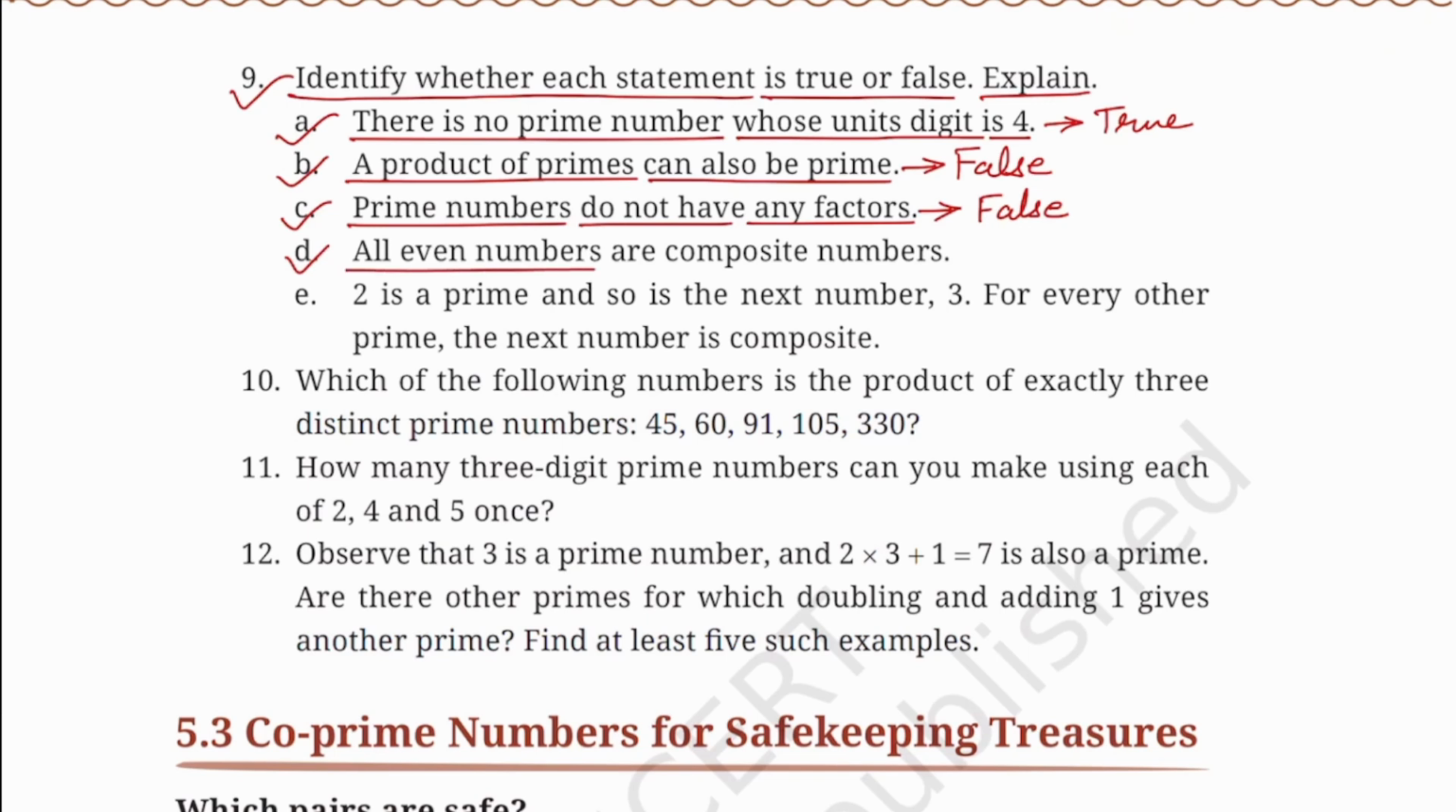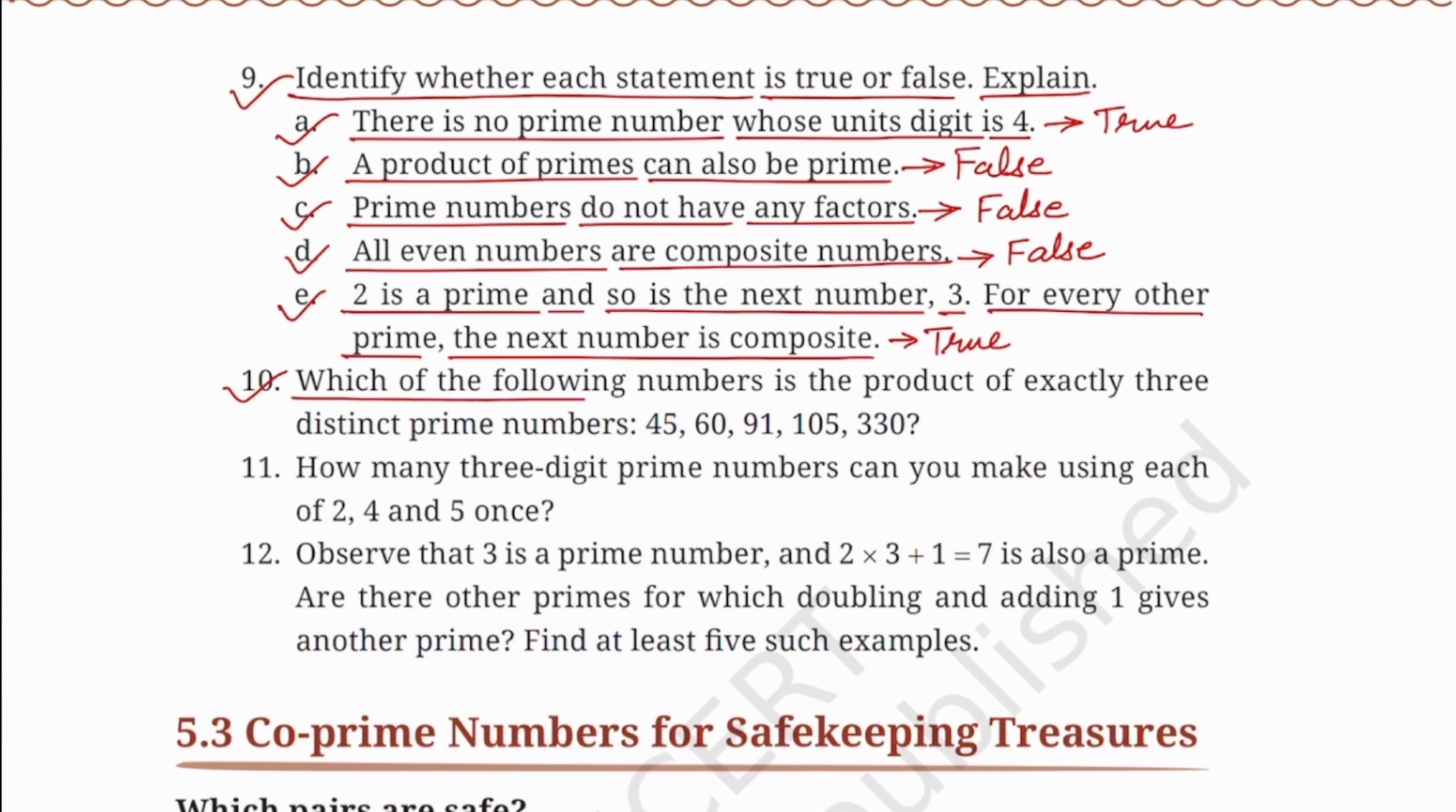D. All even numbers are composite numbers. False, because 2 is an even number as well as a prime number. E. 2 is a prime and so is the next number 3. For every other prime, the next number is composite. It's true.